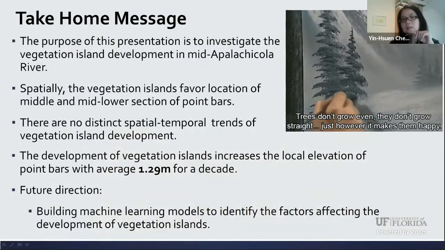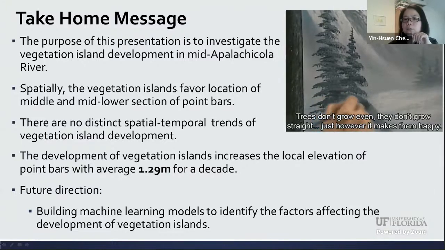The purpose of the study is to investigate the vegetation island developments in the middle Ecological River, especially the vegetation island's favored location in the middle and mid-lower section of the point bars. We did not really find a distinct spatial-temporal pattern for vegetation island development, but we might need to couple more point bar geometry for further analysis, like I mentioned before, the width of the point bar.